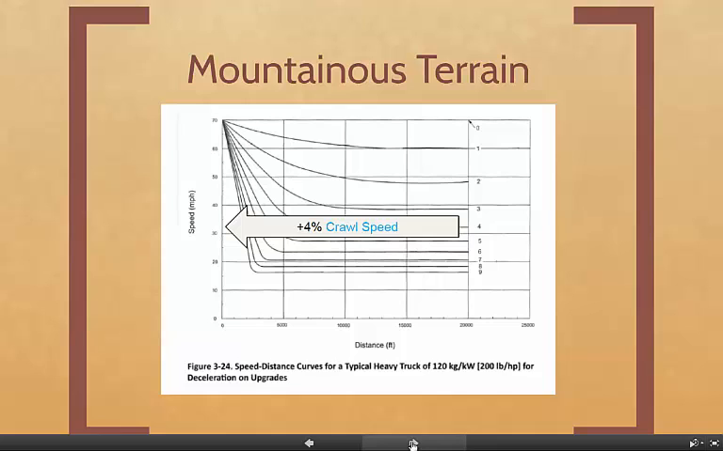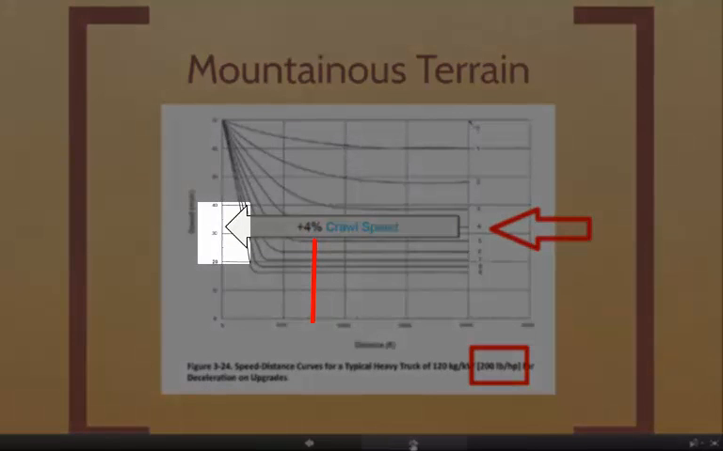Mountainous terrain is any combination of grades that causes heavy vehicles to operate at crawl speed. Crawl speed is the maximum sustained speed achievable on an extended upgrade of a given percent. As shown here, for a 200 pound per horsepower truck on a continuous 4% upgrade, the maximum sustained speed after 7,500 feet is just about 32 miles per hour.